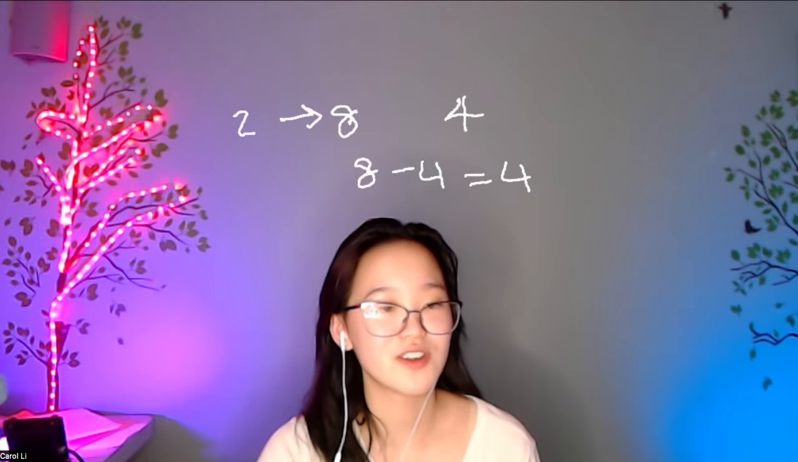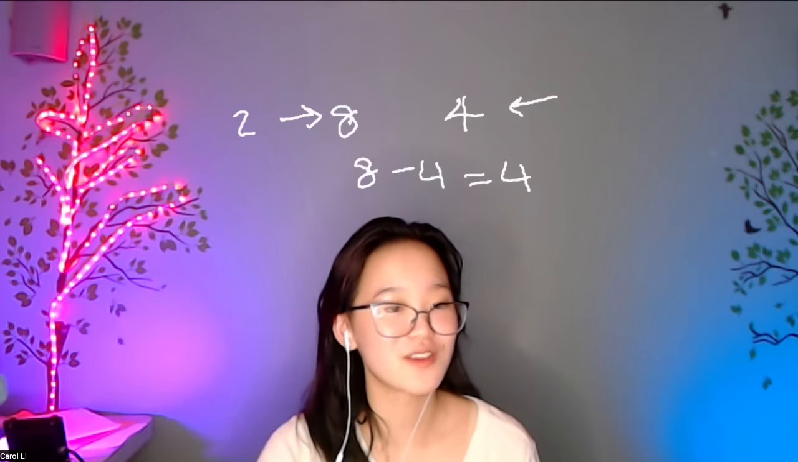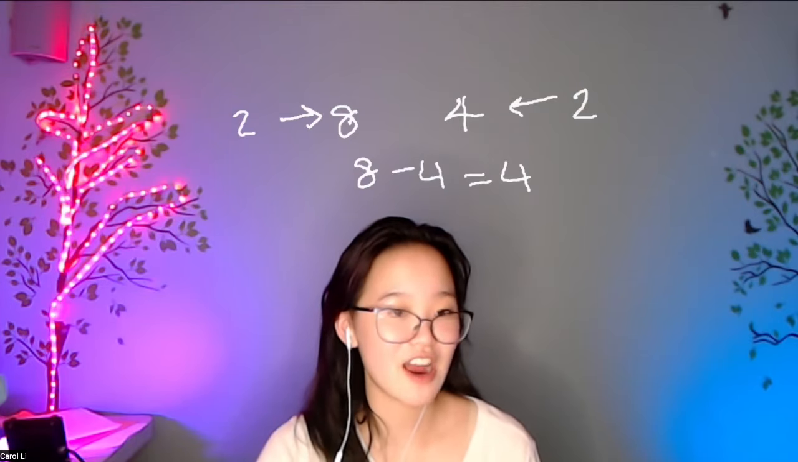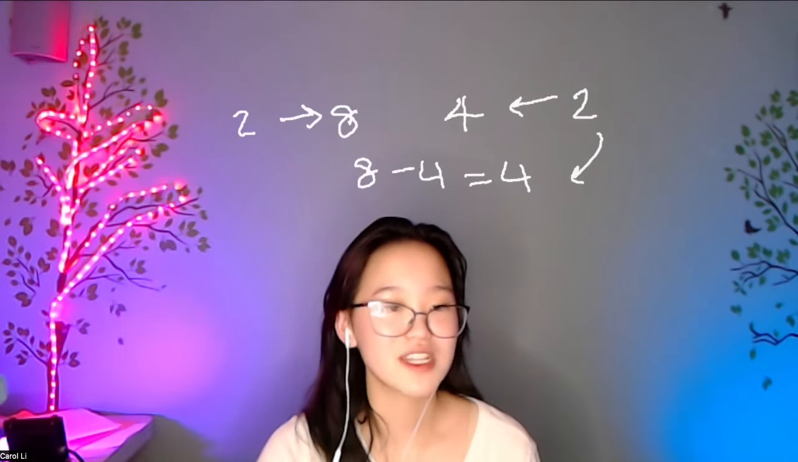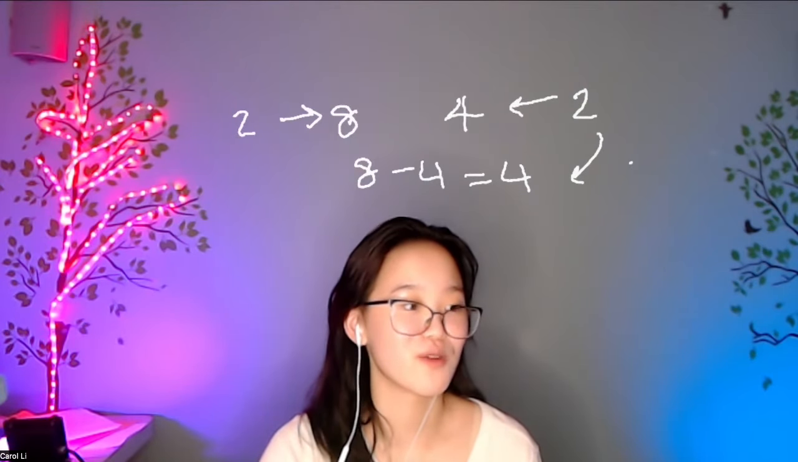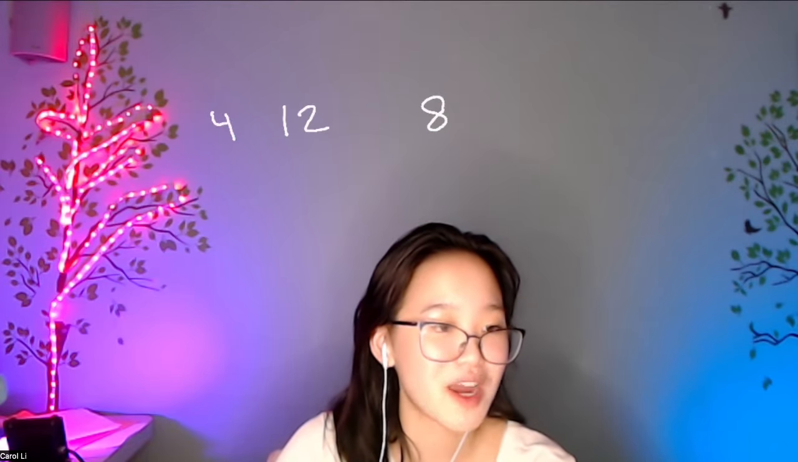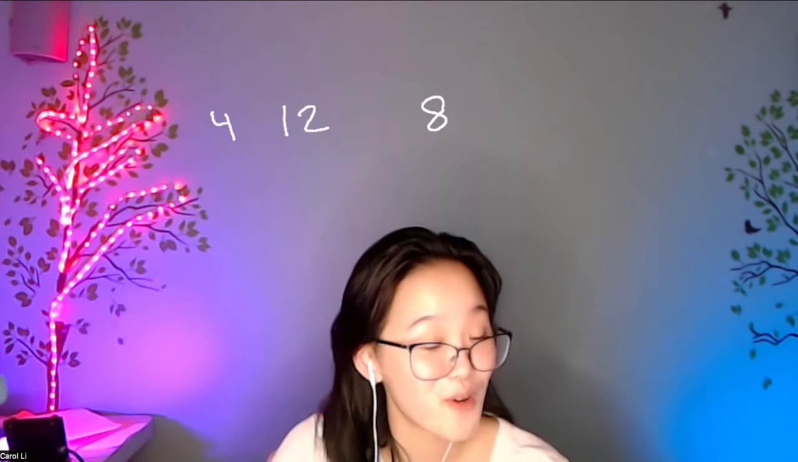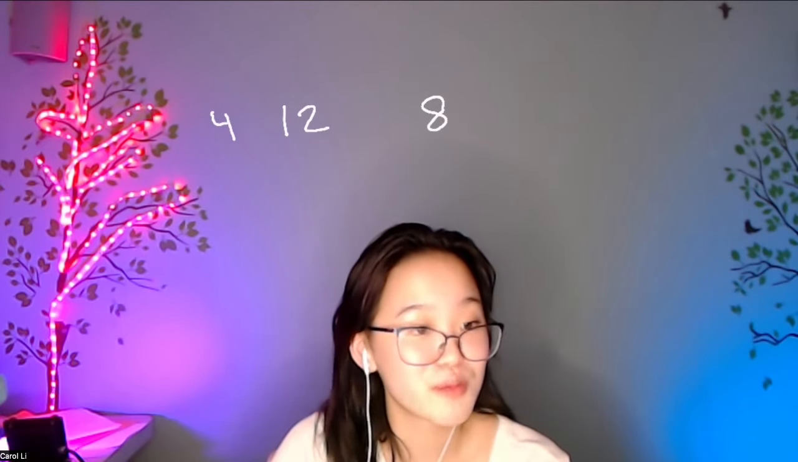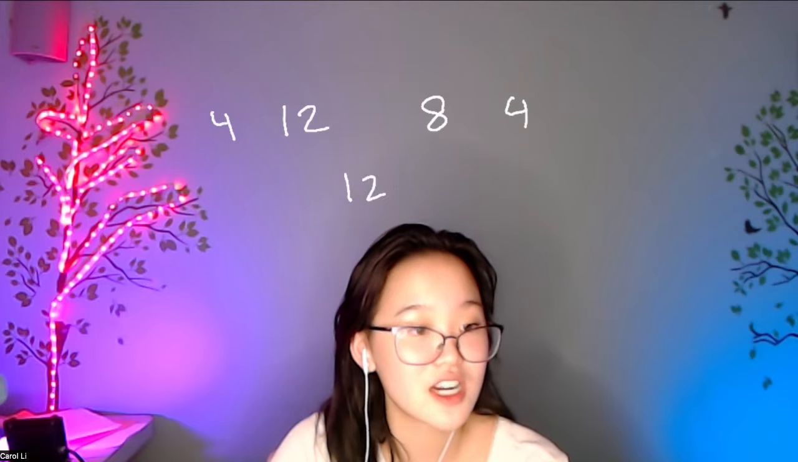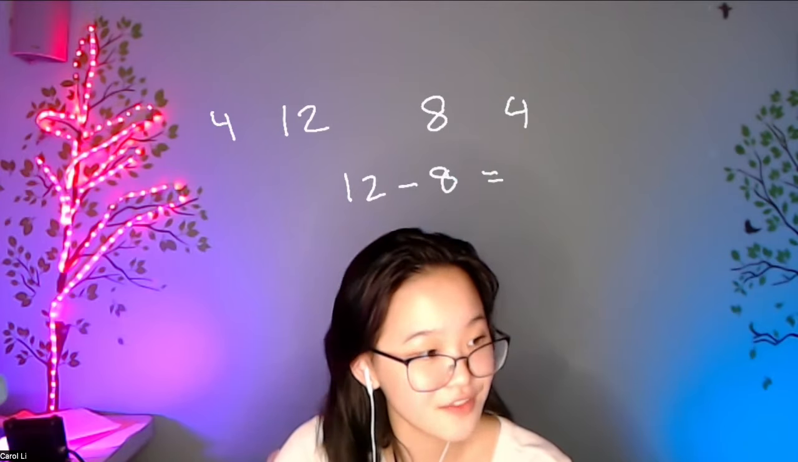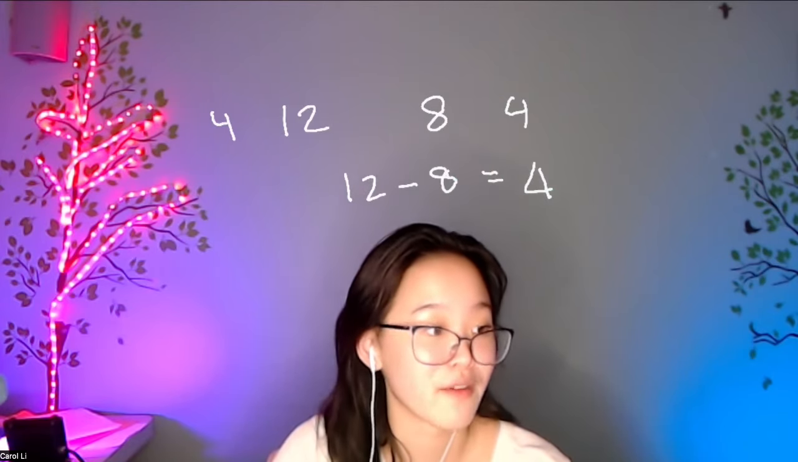In this example, 8 is divisible by 2, and 4 is also divisible by 2. That isn't a good example, so let's say 12 and 8. 12 is divisible by 4, and 8 is also divisible by 4, so their difference is also going to be divisible by 4. That's what it says.